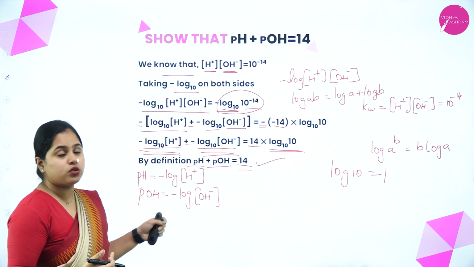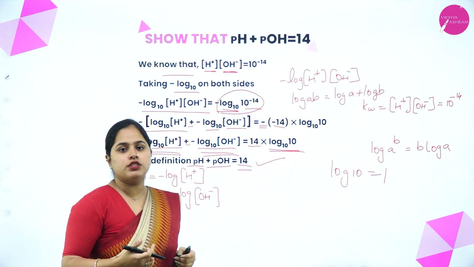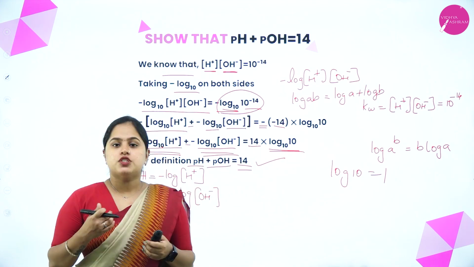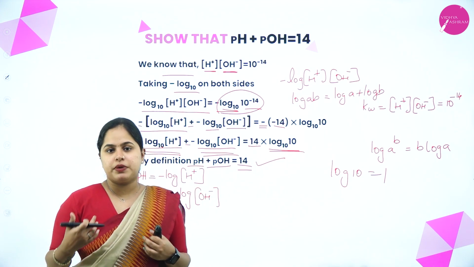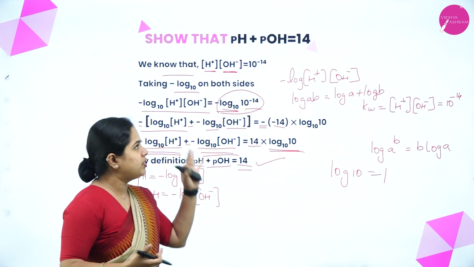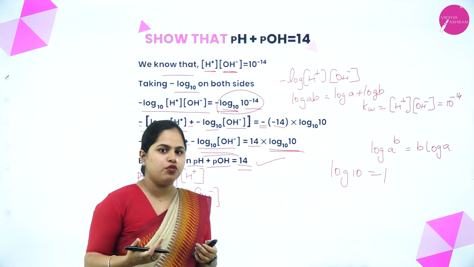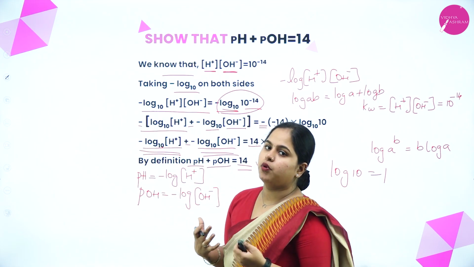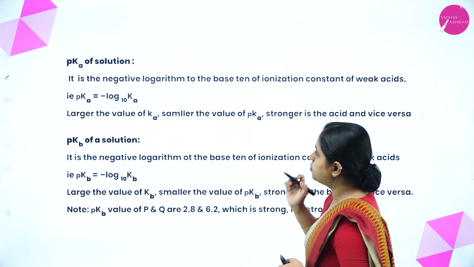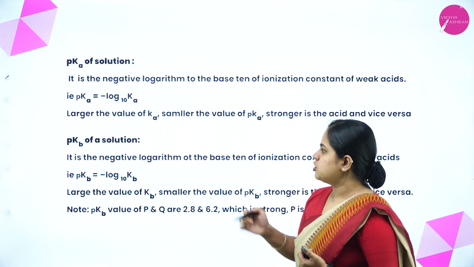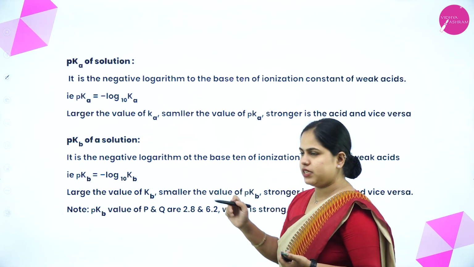So from where, which equation we started? It is molar concentration of H plus into OH minus is equal to 10 to the power minus 14. So till now we studied what is pH and pOH of a solution, and we studied the relationship and the derivation of pH plus pOH will give you 14. Now there is another two important concepts that we have to study, that is pKa of a solution and pKb of a solution. So the A stands for acid and the small b stands for base.